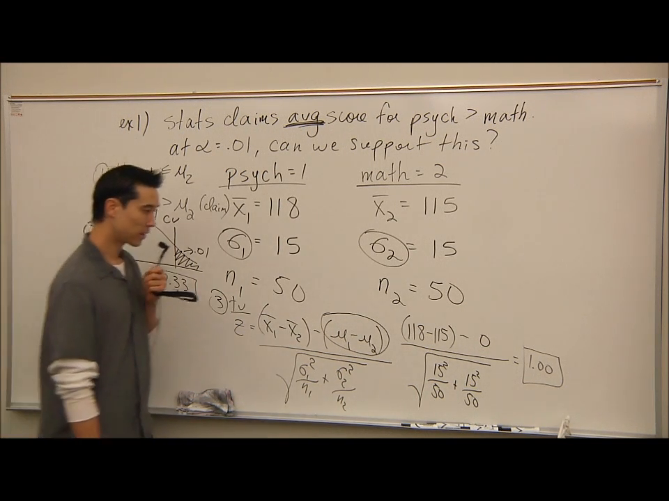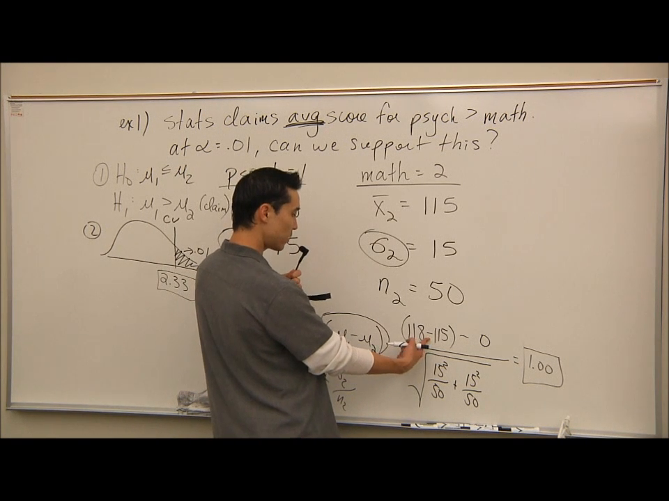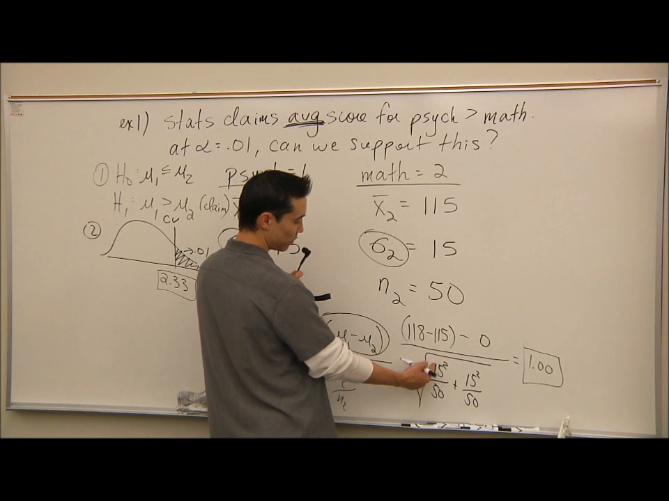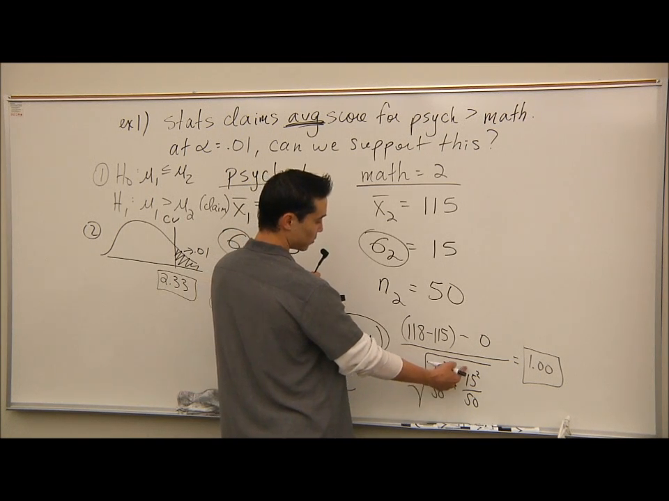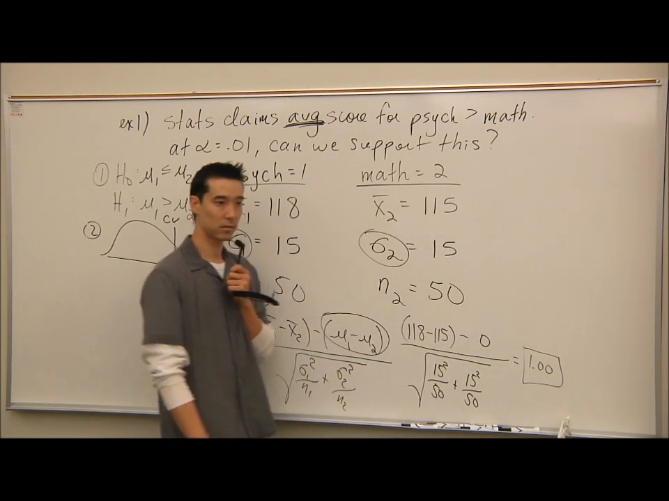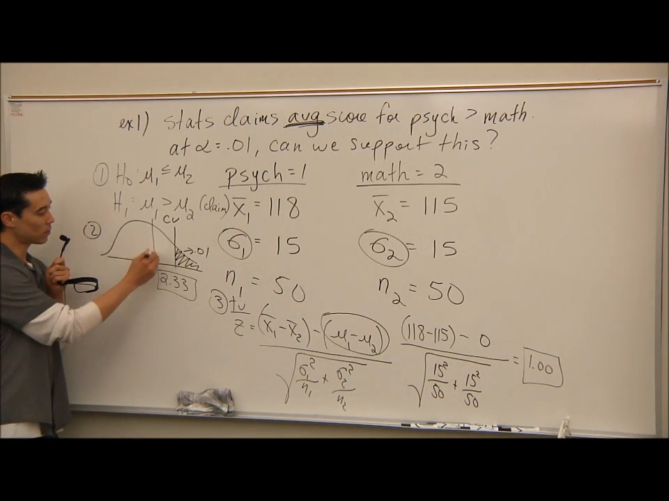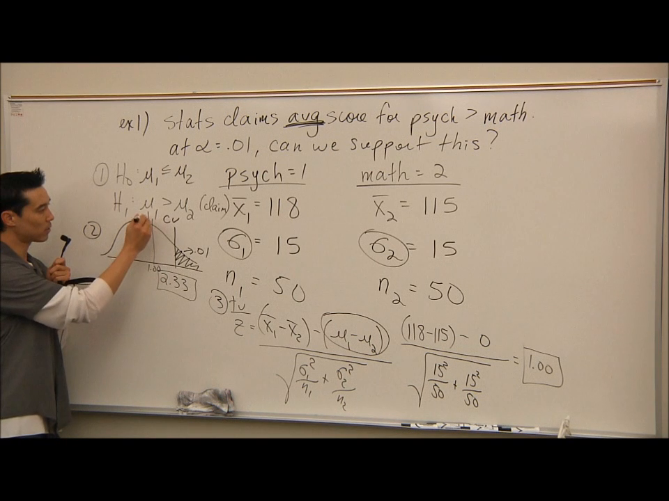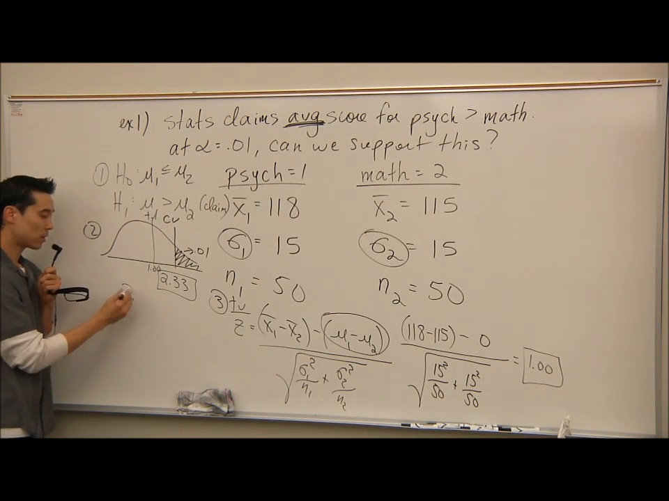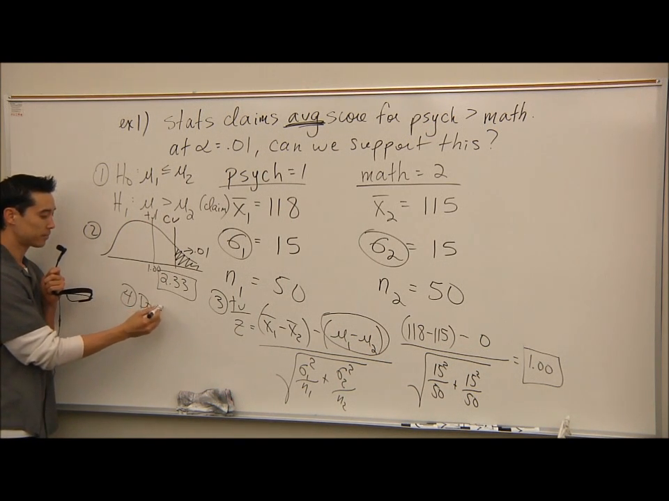And the way I put this in my calculator is I just did 3, then divided by square root, which opens a parentheses, then I type 15 squared divided by 50, plus 15 squared divided by 50, then I close the parentheses, okay? You get 1, which is somewhere over here maybe. It's not in the critical region. So step 4, do not reject H0.